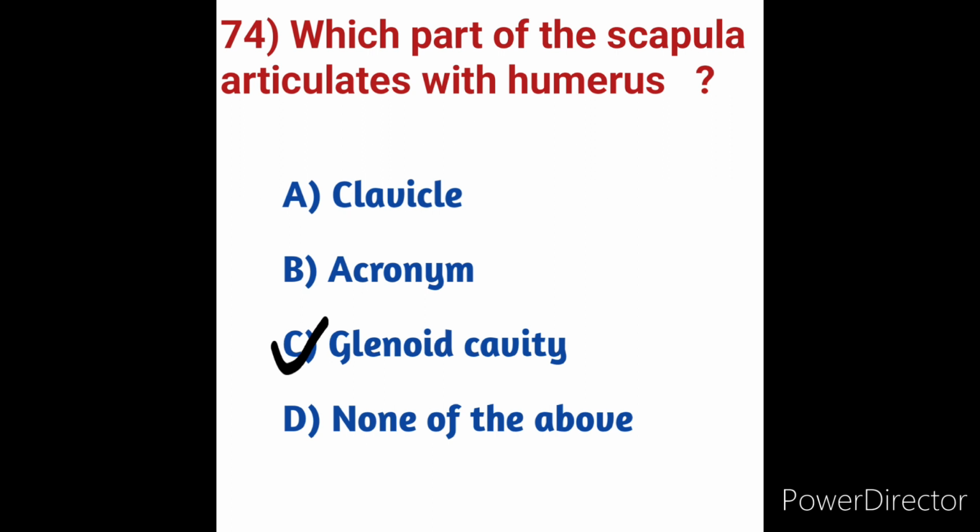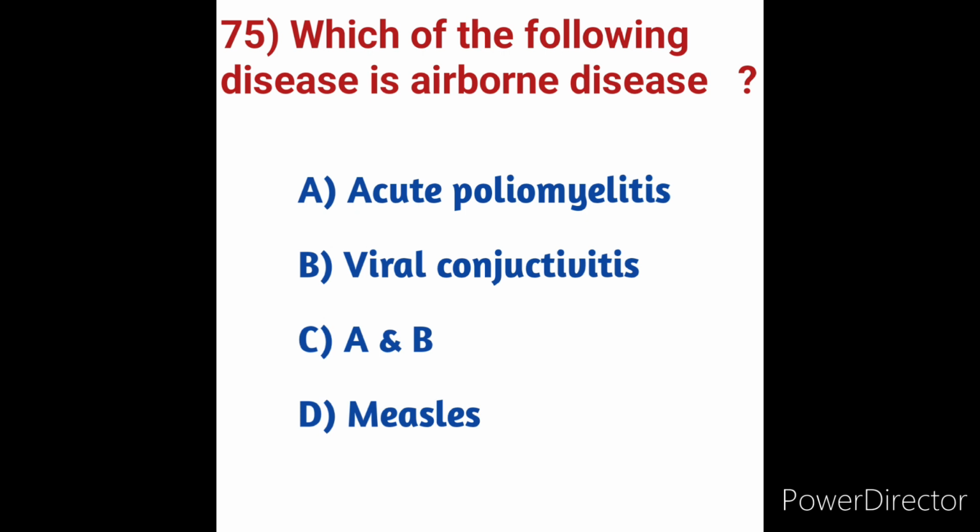So here, which part of the scapula articulates with the humerus? Option C, glenoid cavity. The scapula articulates with the humerus at the glenoid cavity. So here in these options, option C is the correct answer. Next we will move on to question number 75. Which of the following diseases is an airborne disease? We will see the options. Option A, acute poliomyelitis. Option B, viral conjunctivitis. Option C, A and B. Option D, measles. Let us see one by one.